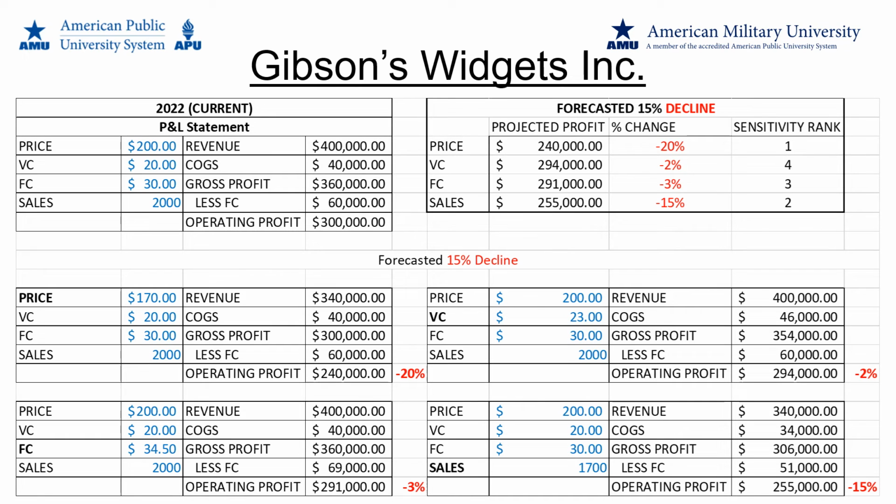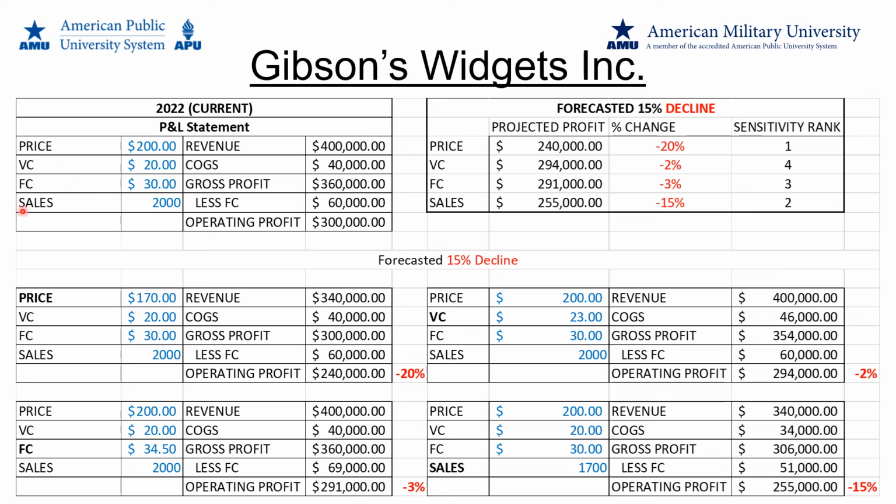To illustrate the usefulness of sensitivity analysis, here we have a simple P&L statement for Gibson's Widgets Incorporated. Gibson's Widgets is not the industry leader, but has a healthy market share and is known for the quality in the widgets it produces. Working with the historical figures shown here on the slide for 2022, we have the price per unit. This price represents the consumer's price.